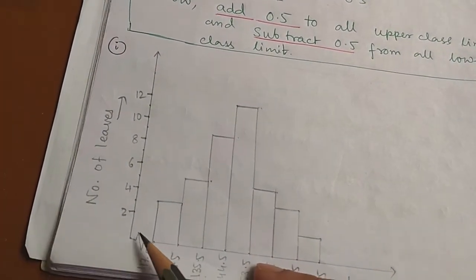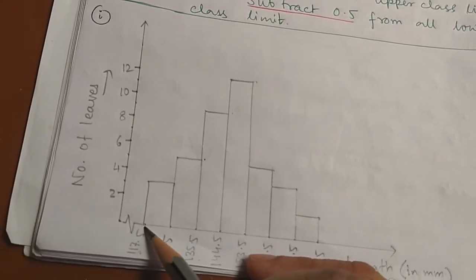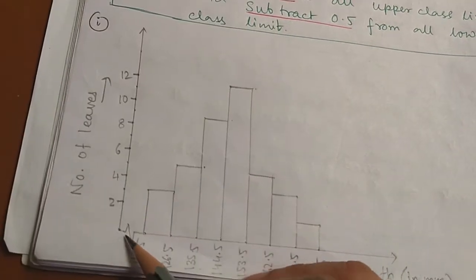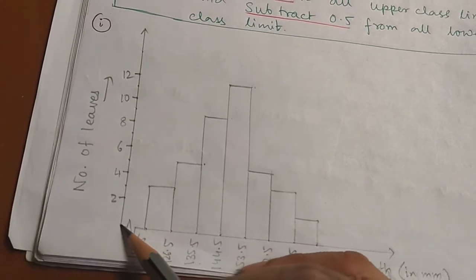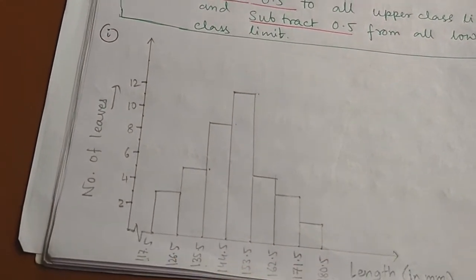What does this mark mean? Look, this is 0, and I wrote 117 here. This denotes there is a big gap between them. To denote that, I'm writing this mark.